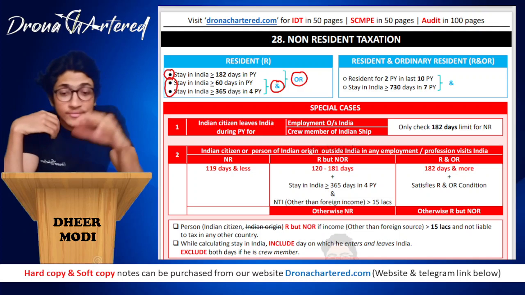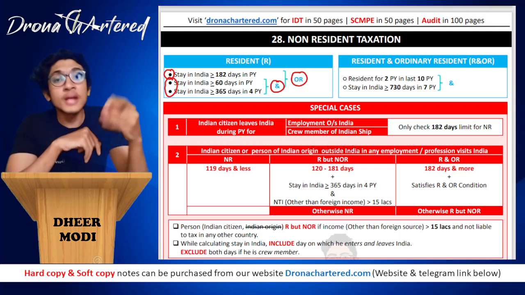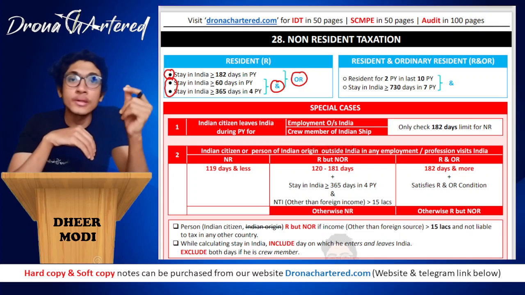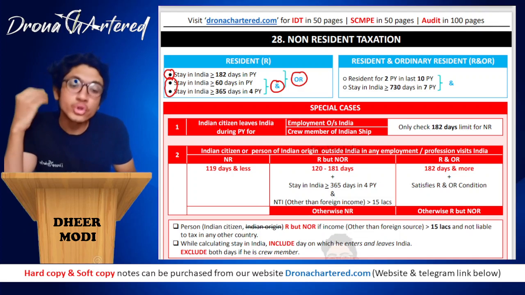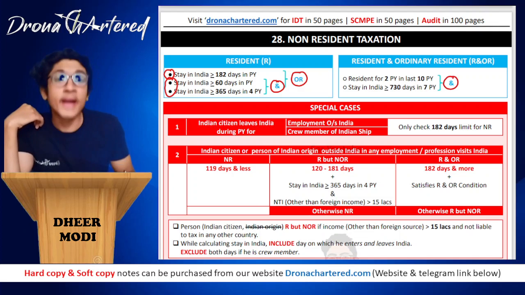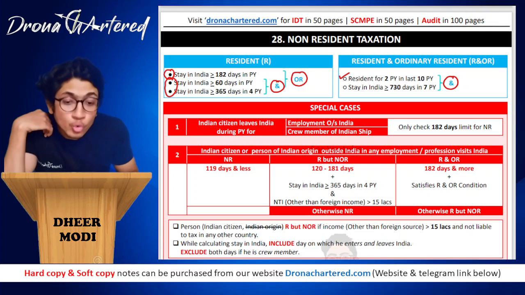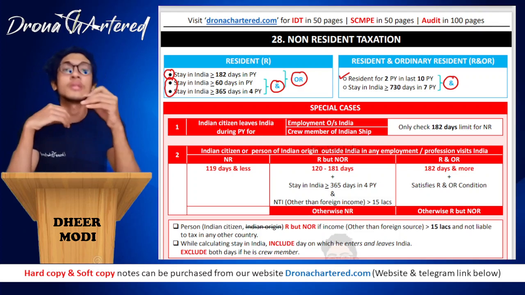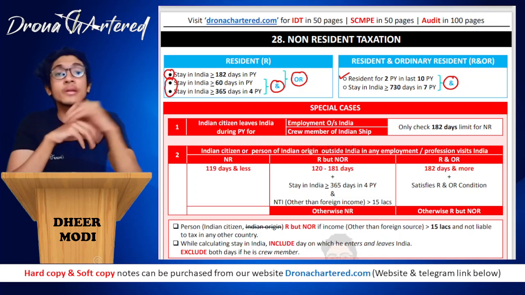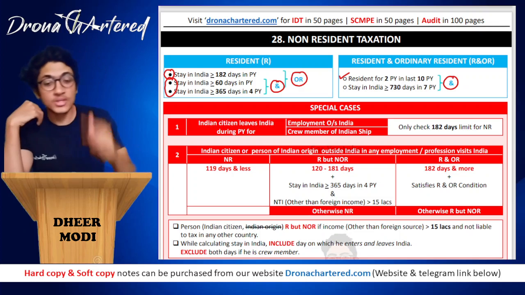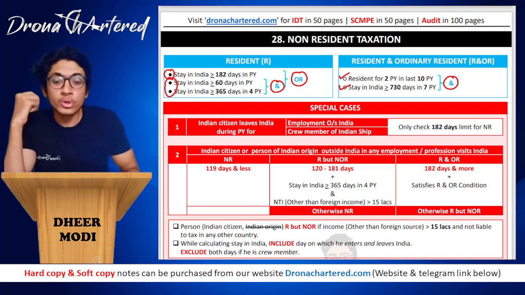Next is resident and ordinary resident. Once you have satisfied the condition of resident, we will check whether you are a resident and ordinary resident or not. In such a case, there are two conditions, and both of them have to be satisfied. This is an AND condition. Your first condition is resident for 2 previous years in the last 10 previous years. So out of the last 10 previous years, you should have been considered as a resident for at least 2 previous years.